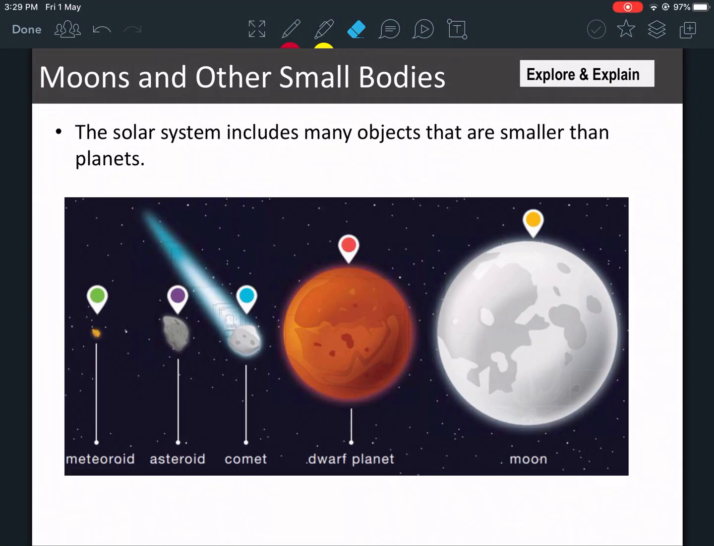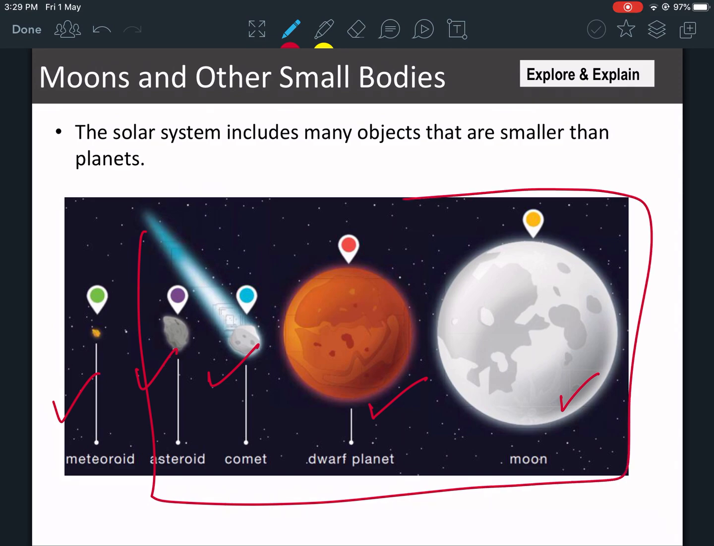Good morning, everyone. So what we're gonna learn about today is basically the moons and the other small objects that are in our solar system, other than the planets. Our solar system contains a lot of other smaller objects. We have moons, we have dwarf planets, we have comets, we have asteroids, and we have meteorites. Today we're gonna learn about these, and tomorrow we're gonna learn about these, because this has three different categories that we can discuss. Okay?